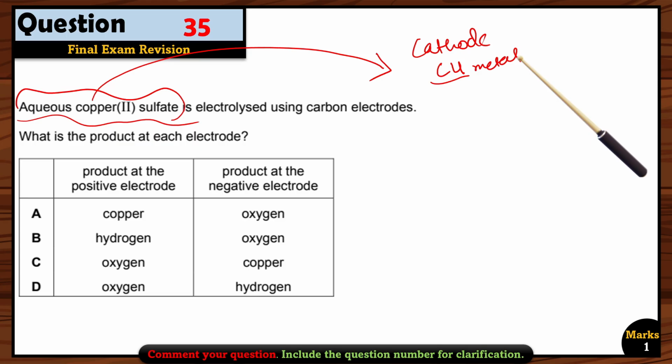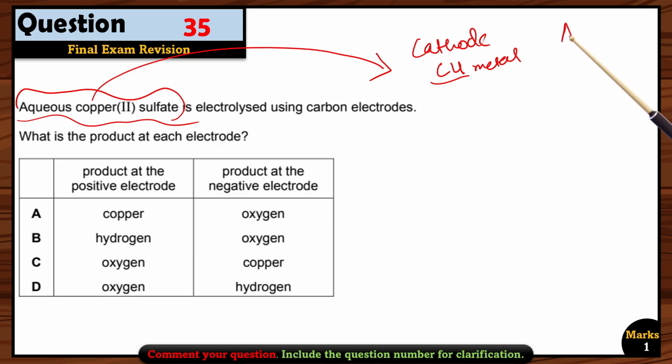If you see copper sulfate solution or copper chloride or silver chloride, you are going to get your own metal there, okay? That can be silver or copper. So at the cathode, we are always going to get copper metal here. I hope this is clear to you.